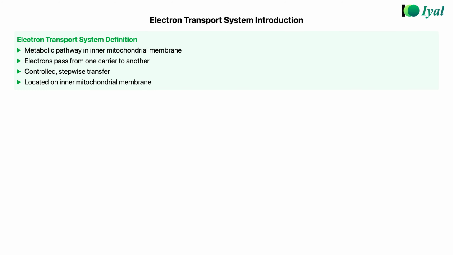Okay, now we come to the electron transport system. This is where the action is. This is where the big energy payoff happens. The ETS is a pathway embedded in the inner mitochondrial membrane. Think of it like a chain. Electrons pass from one link to the next, from one carrier to another. Each step is controlled. Each step is precise. This is located specifically on the inner membrane of the mitochondria.